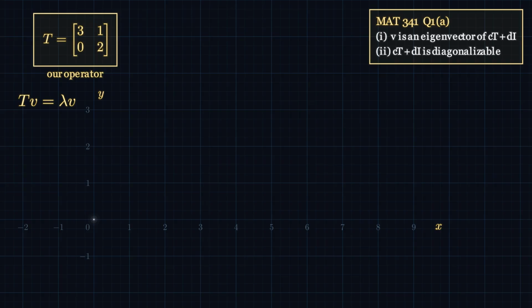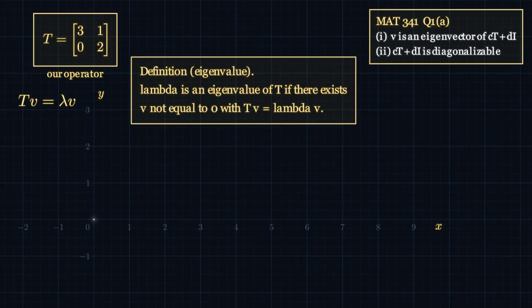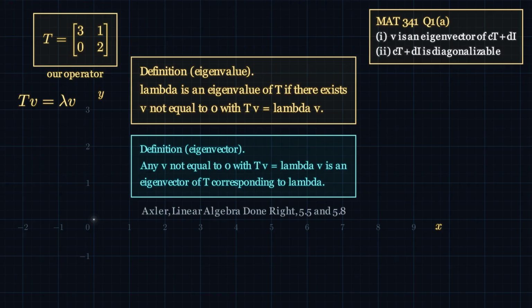These objects have names, and here are their official definitions. Write both down. First, a number lambda is called an eigenvalue of T if there exists at least one non-zero arrow v with T applied to v equal to lambda times v. Second, any such non-zero arrow v is called an eigenvector of T corresponding to lambda.